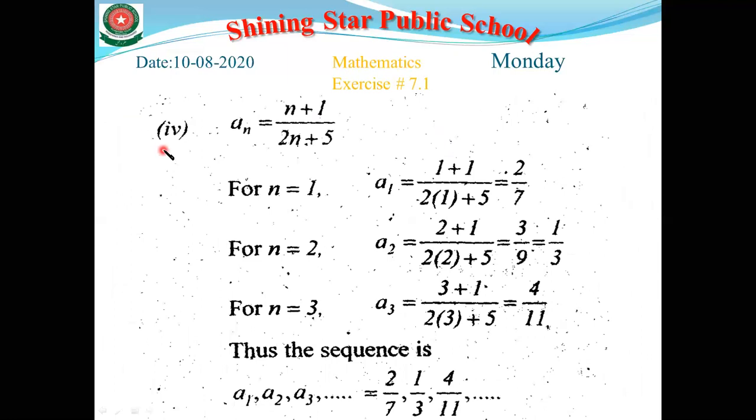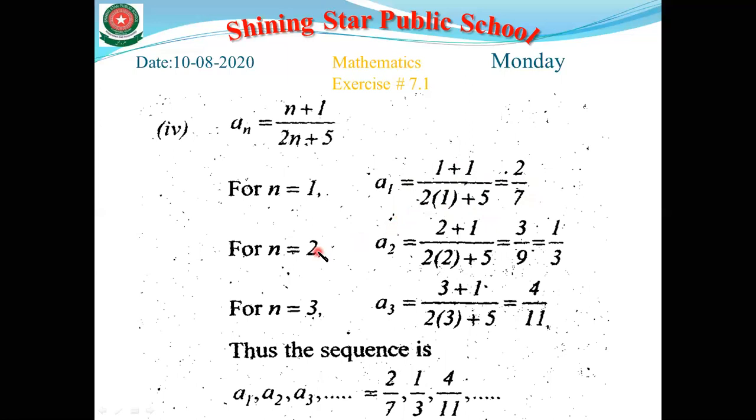Now part number 4, an equals n plus 1 divided by 2n plus 5, and we have to put n equals to 1, 2 and 3. So when we put n equals to 1, it becomes a1 equal to 1 plus 1 divided by 2 into 1 plus 5. 1 plus 1 is 2. 2 multiplied by 1 is 2, plus 5 is 7. So 2 over 7 is your first term.